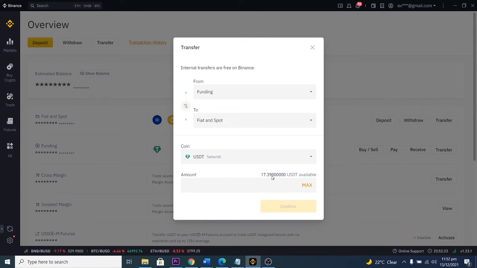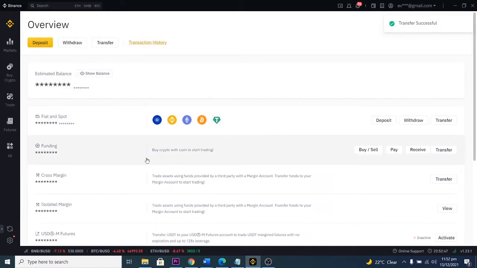which is actually the one that I just bought just now. And then it will ask you how much you want to transfer. I want max. You might want to transfer maybe half of it, but I want to transfer everything. So max, 17.39, and then confirm, and then it's going to transfer it into your spot wallet. Now it has transferred it into my spot wallet.